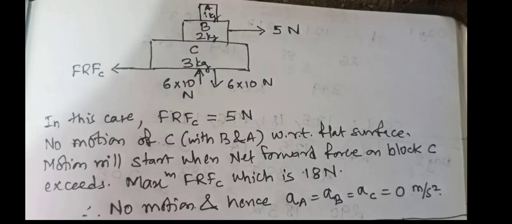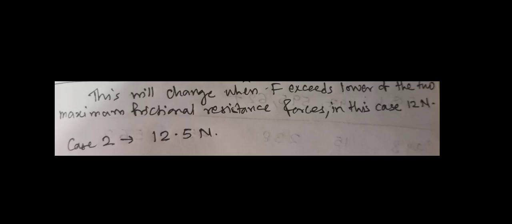But in this case, because 5 Newton cannot overcome the maximum frictional force between B and C, neither can it overcome the maximum frictional force between C and the surface. Hence, there will be no movement, and hence there is no acceleration. So in this case, acceleration of A equal to acceleration of B equal to acceleration of C, which is 0. No movement at all.